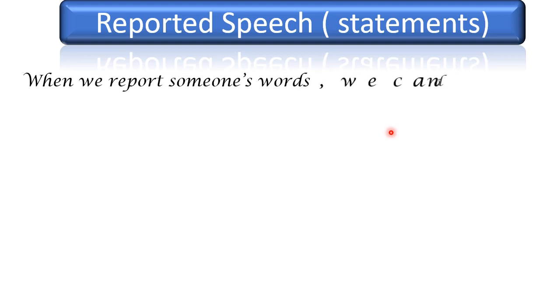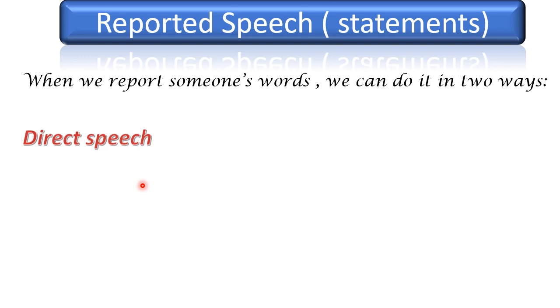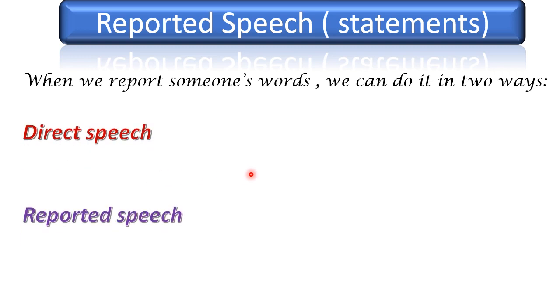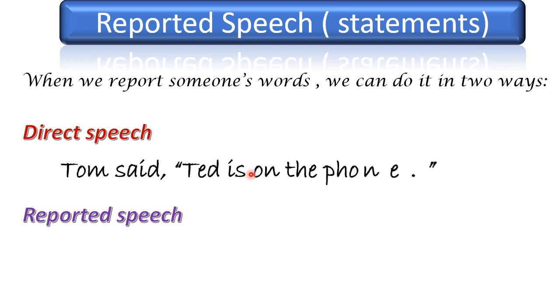When we report someone's words, we can do it in two ways. The first way is direct speech. The second way is reported speech. In direct speech, we repeat the exact words that someone said, and we usually use the verb say or said, and the words of the speaker are put in quotation marks, as in this example here.